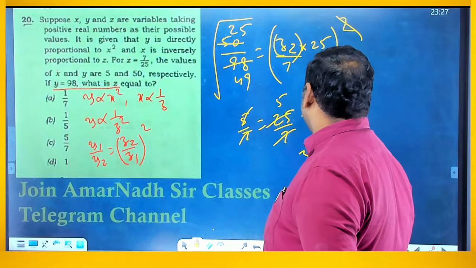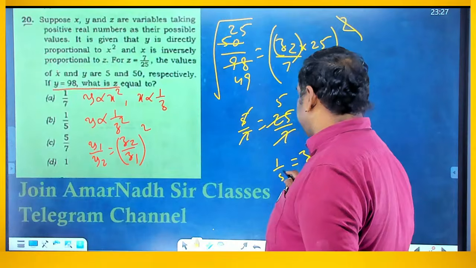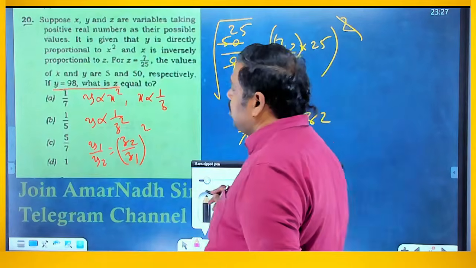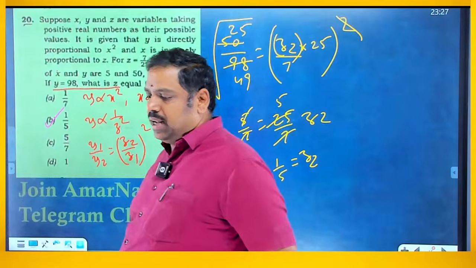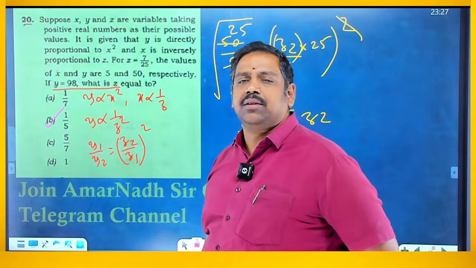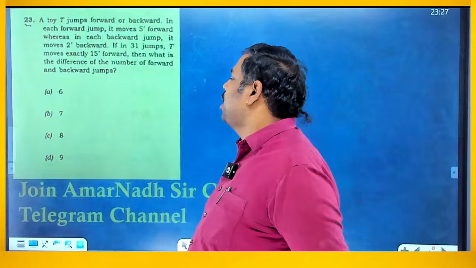So what is z2 here? Move the 5 this side, it will be 1 by 5, right? So which option is the answer here? 1 by 5, that is B is the answer. Actually here there is no use of x. Okay, that's the next beautiful one.